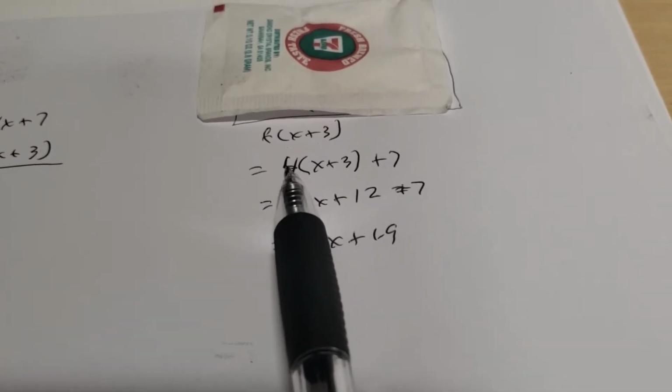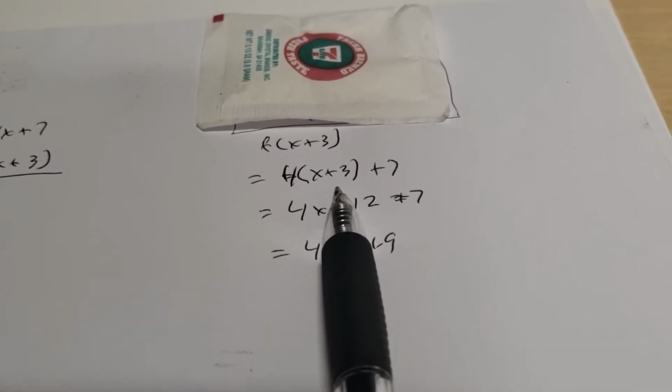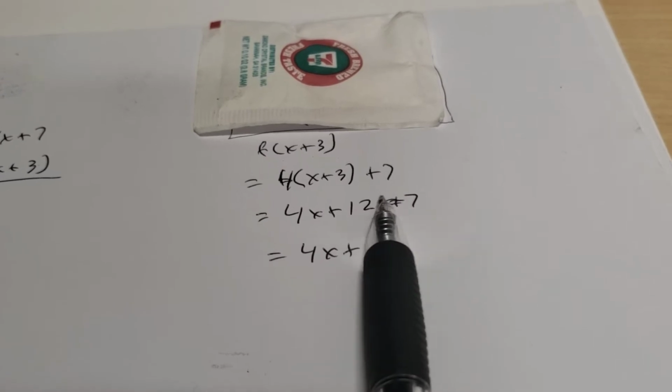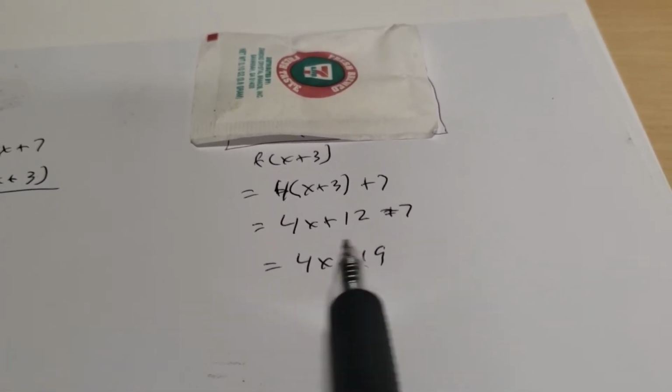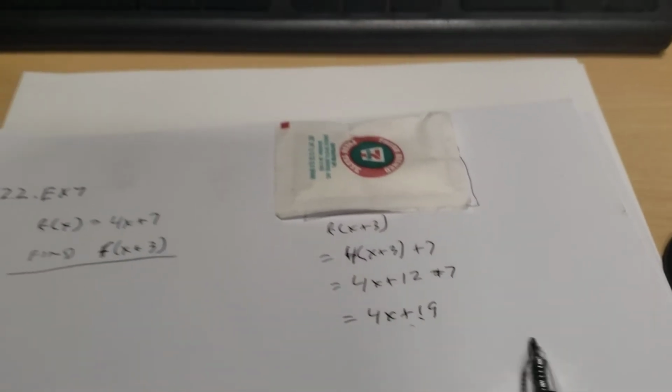F of x plus 3 means 4 times the argument, x plus 3, plus 7. That's going to give me 4x plus 12, plus 7, which is going to give me 4x plus 19.